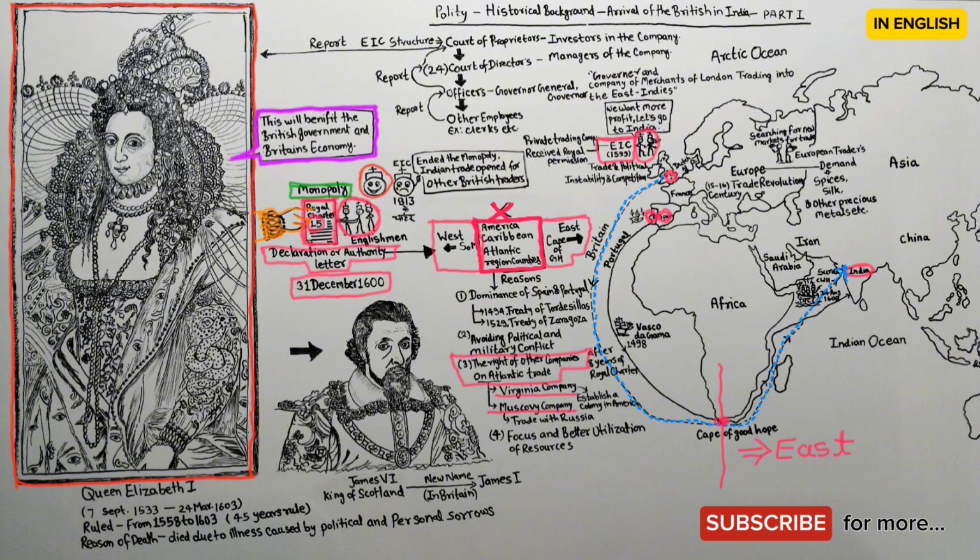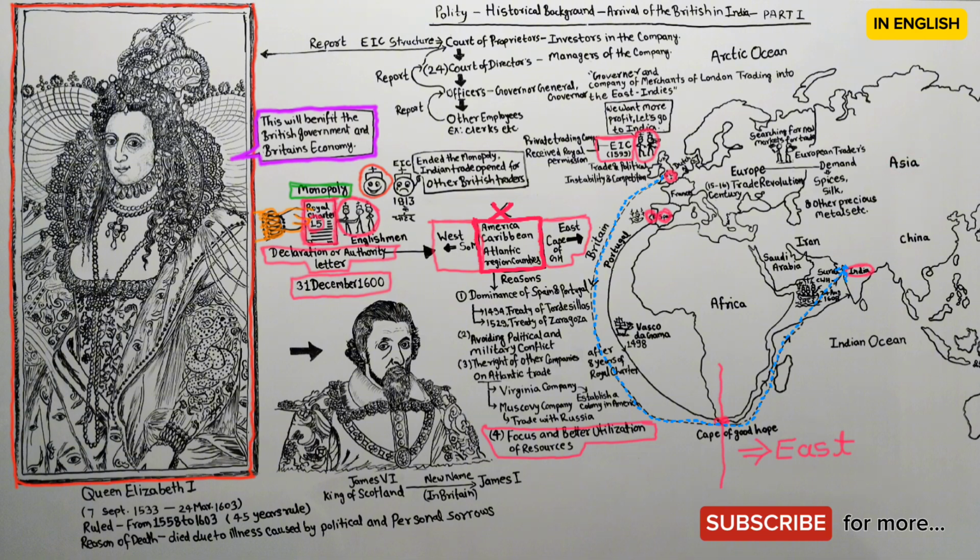The fourth main reason for this was focus and better utilization of resources. England wanted the East India Company to focus mainly on the Indian and Asian markets, where there were immense trade opportunities. Therefore, the East India Company was given exclusive right to trade east of the Cape of Good Hope and west of the Strait of Magellan, allowing it to concentrate its trade in Asia and India without conflict with Spain and Portugal.